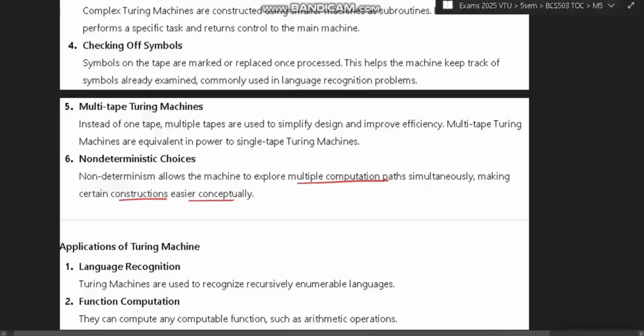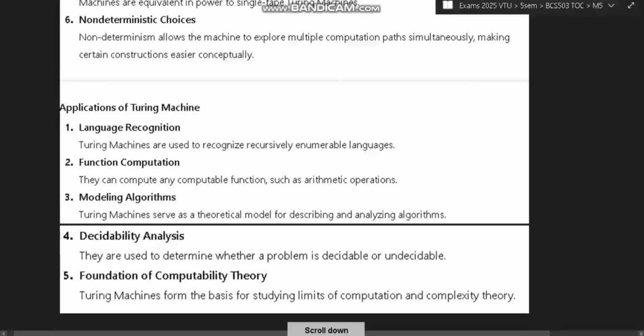Okay. And what are the applications of Turing machine? Language recognition: it recognizes recursively enumerable languages. And functional computation: they can compute any computable functions such as arithmetic operations. And modeling algorithms: it is used as a theoretical model for describing and analyzing algorithms. You can analyze the algorithms and decide whether a problem is decidable or undecidable. It is used to determine that.